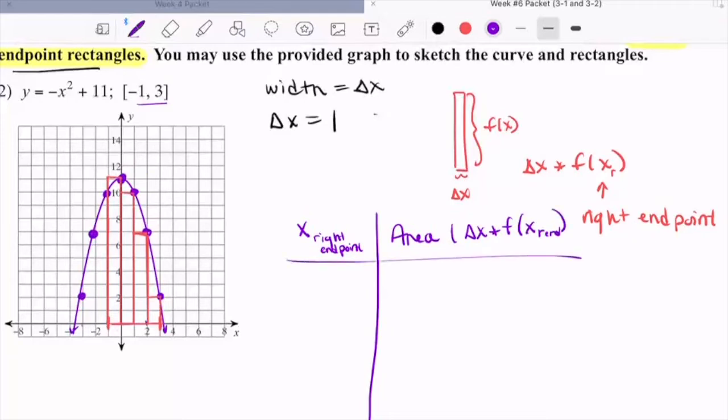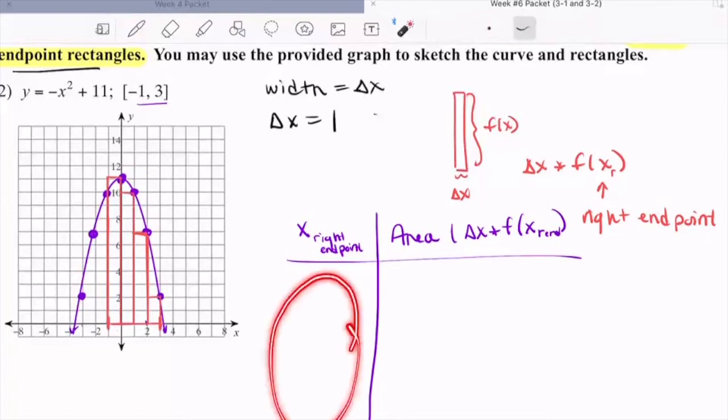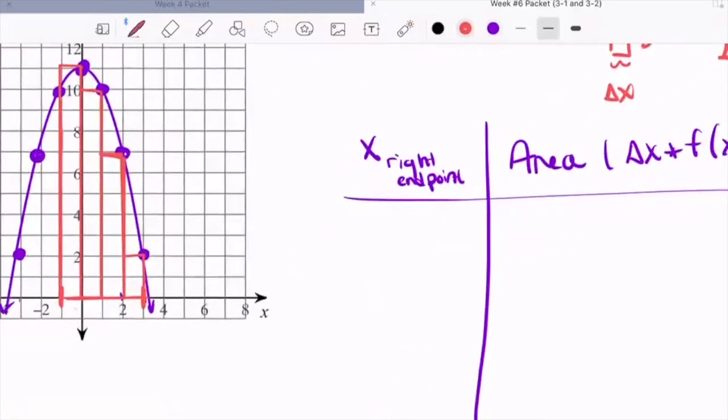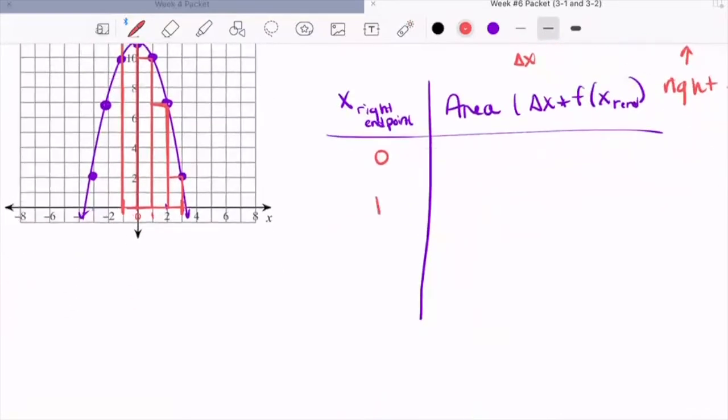All right. So at this point, please pause the video and see if you can fill in those right endpoints on your own. And when you're ready, let's check together. All right, so we're using that right endpoint. So our first value that we're going to plug in would be 0, because 0 is the right endpoint of our first rectangle. So we're going to have 0, and what would come next? 1, 2, then 3.